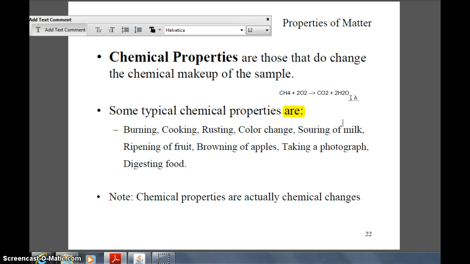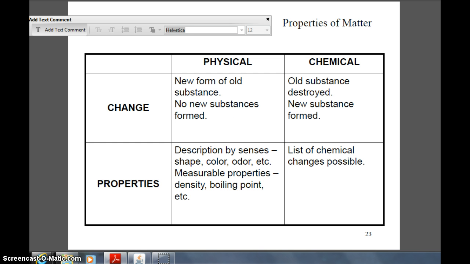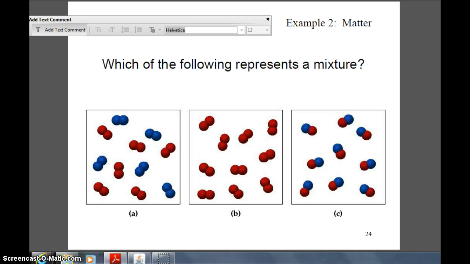And whenever there is a change in the chemical makeup, we call it a chemical property. So you can say that any chemical reaction is really a chemical property. And so for that reason, one can say that a physical change will involve physical properties. So things like shape, color, odor, boiling point, density, these are all physical properties, whereas chemical change is a chemical process or a chemical reaction, and in that case the old substance is completely destroyed to make way for a new substance.